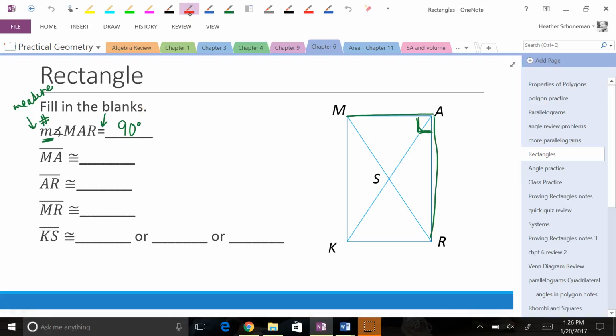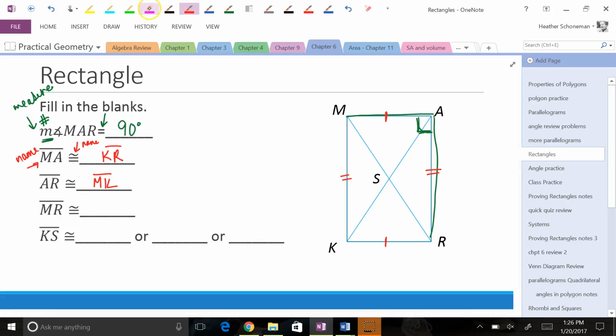This question, their second blank, this with the bar over it wants to put the name. So when they have a congruent sign, that's another sign they want the name. They're looking for letters. MA, which is the top segment, is congruent to which other segment? Well, that would be KR. If you put RK, that's the same thing. What else do we know? AR, the right, is congruent to what else? Well, it's a parallelogram, so it's congruent to the left, MK.